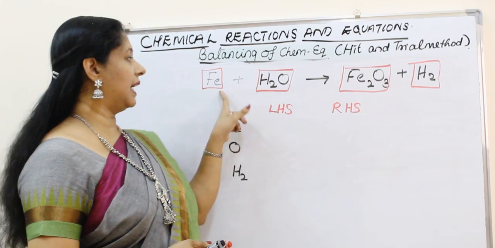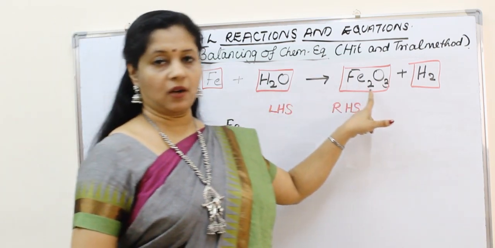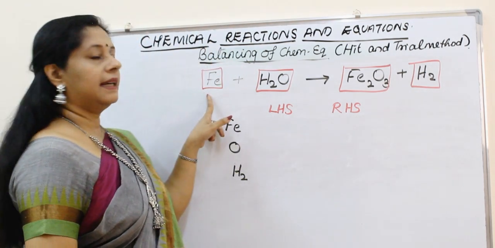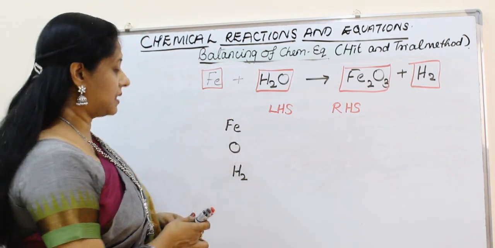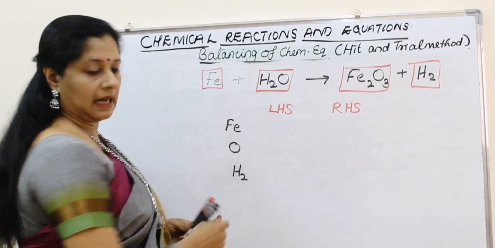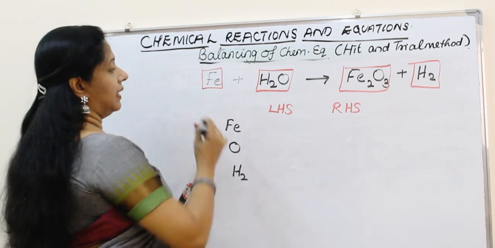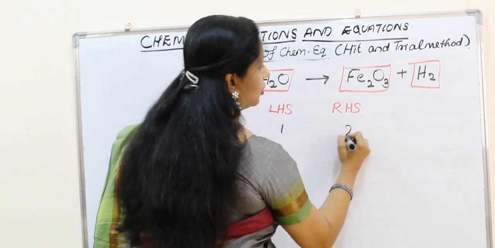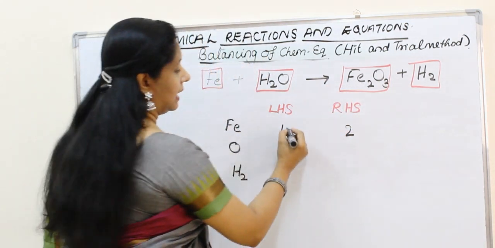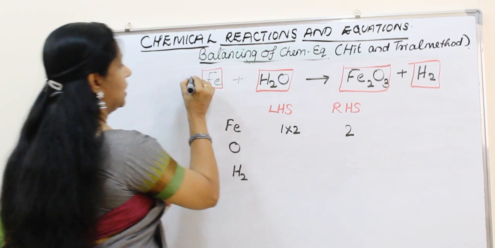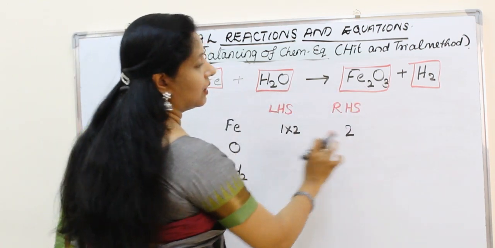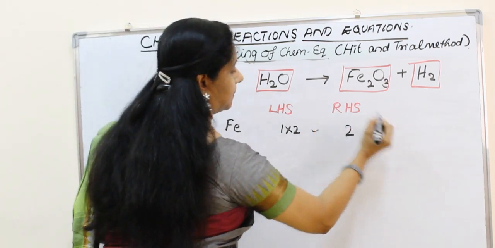Another reaction: when iron reacts with water, ferric oxide and hydrogen gas are produced. So here iron is a metal, so I am taking the metal first, iron, then oxygen, then hydrogen. How many iron do we have on the left hand side? Only 1. Right hand side we have 2. So I can multiply the left hand side by 2 so that both sides will be equal. Now left hand side 2, right hand side also 2, it is done.